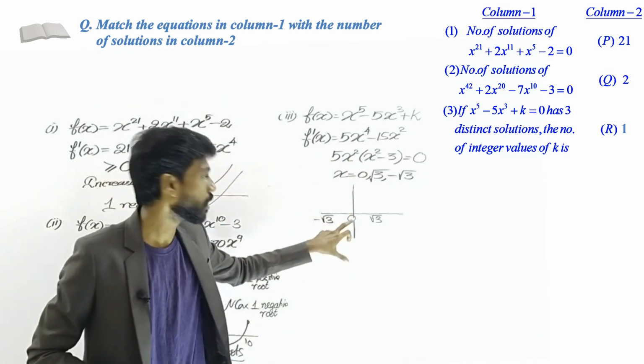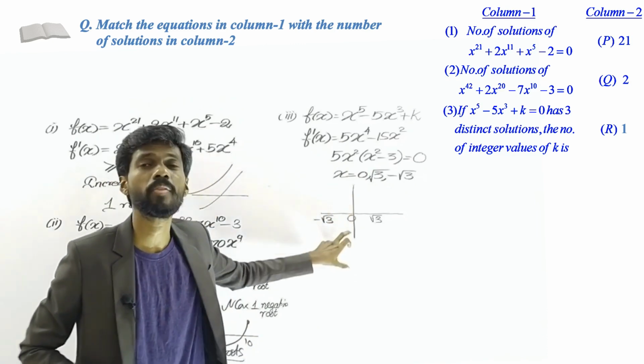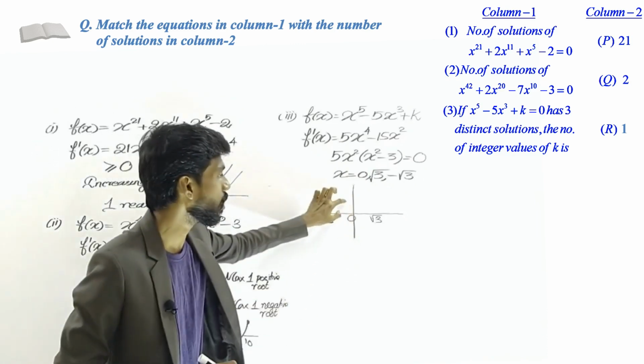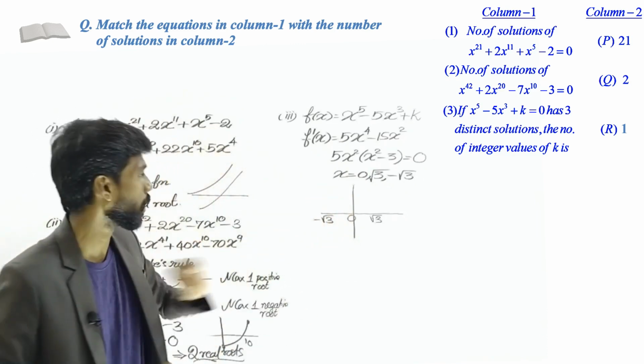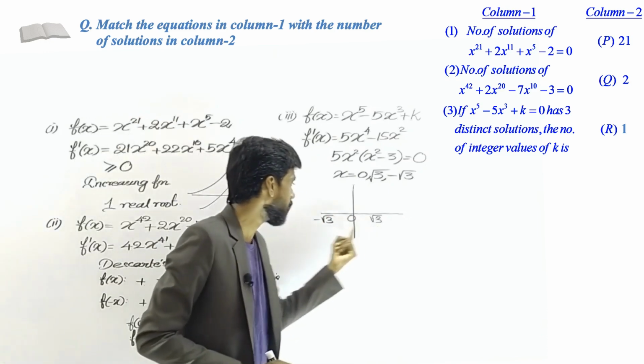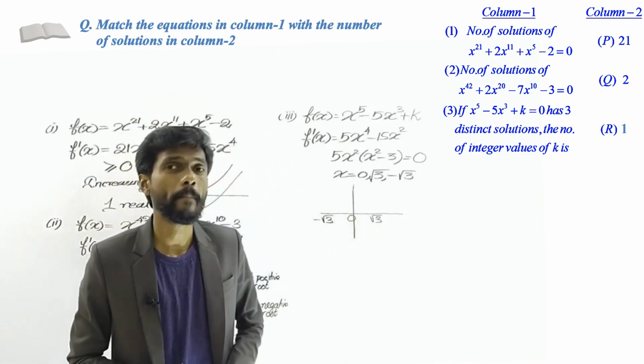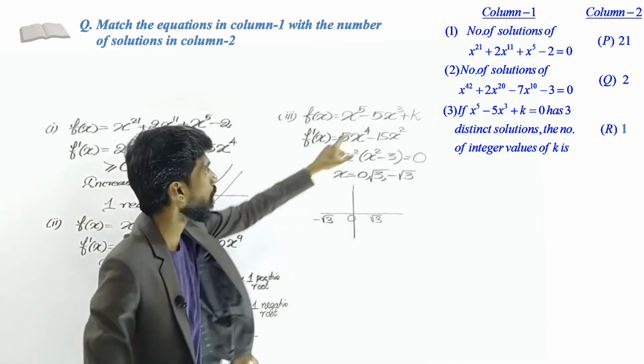So this function has the point of inflection at the point 0. So at 0, it has neither maximum nor minimum. Okay, done. Which means at one of these points it should be minimum, the other point it must be maximum. You understand? So it is an odd degree polynomial.